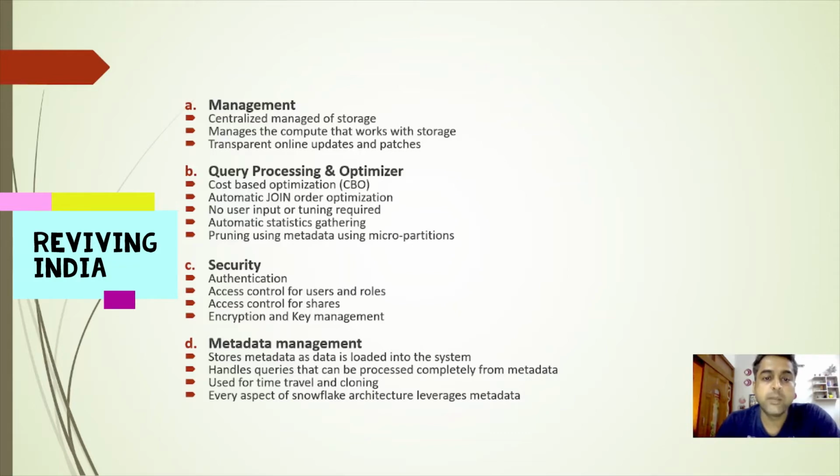Then comes the query processing and optimizer layer. As I told you, you pay as you use. So it provides you cost-based optimization, automatic join order optimization. When we say optimization, it helps you optimize your queries in such a way that you incur less cost, which is a great advantage, and no user input or tuning is required. So you don't have to do any sort of tuning, any sort of optimization. It will all be taken care of by the cloud services layer automatically, which is so great.